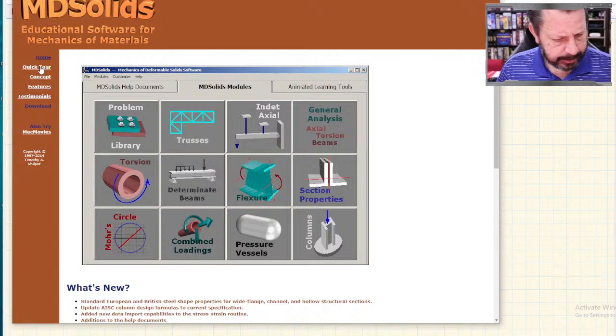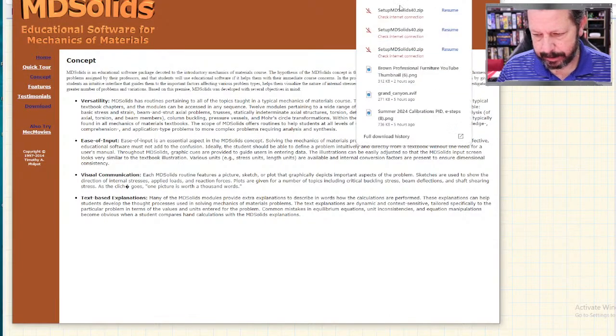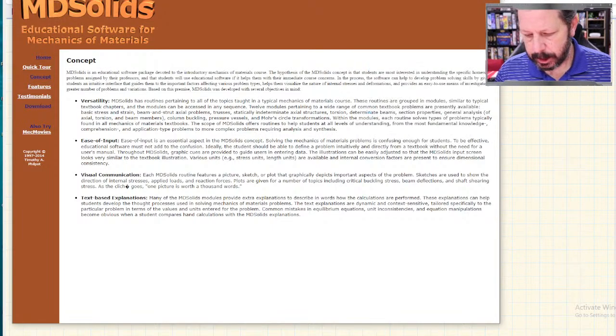But right now it looks like it's having some troubles here, so I might have to go and see if I can find an installer that I have somewhere, because it definitely doesn't look like it wants to let me download it right now. All right.